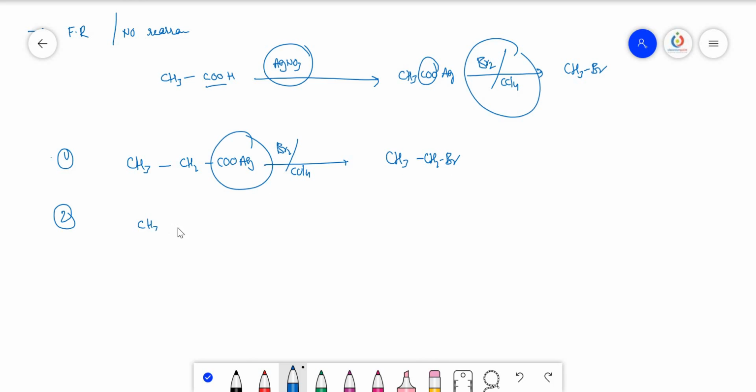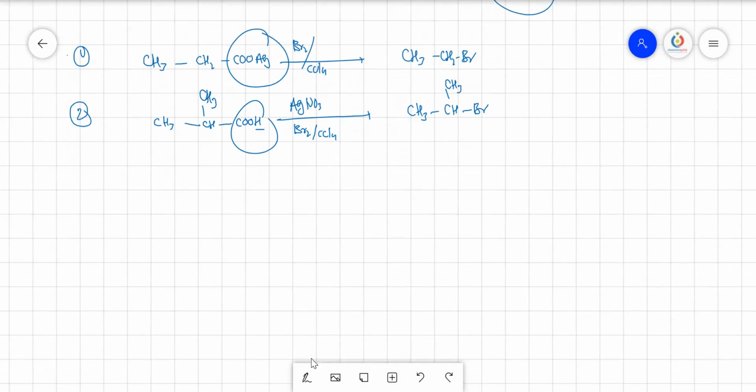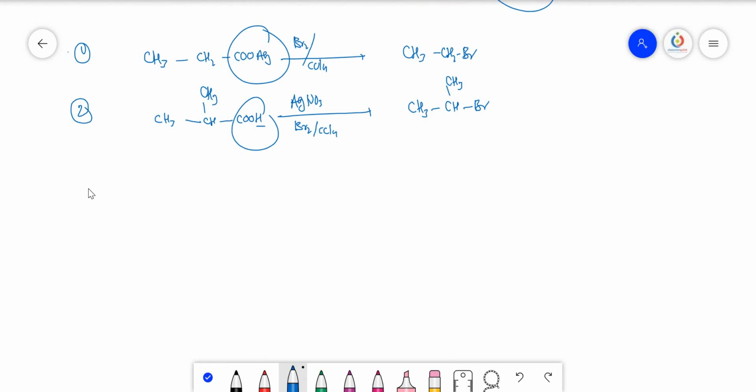Now I am taking CH3CH(CH3)COOH, the carboxylic acid. What are the things required here? Silver nitrate, because initially this carboxylic acid is to be converted to the silver salt, and later subjected to bromine in the presence of CCl4. So this entire part will be removed and later we get the molecule like this. Now what happens if a tertiary alkyl halide is taken? In the case of a tertiary alkyl group, it gives the alkene, not the alkyl halide.